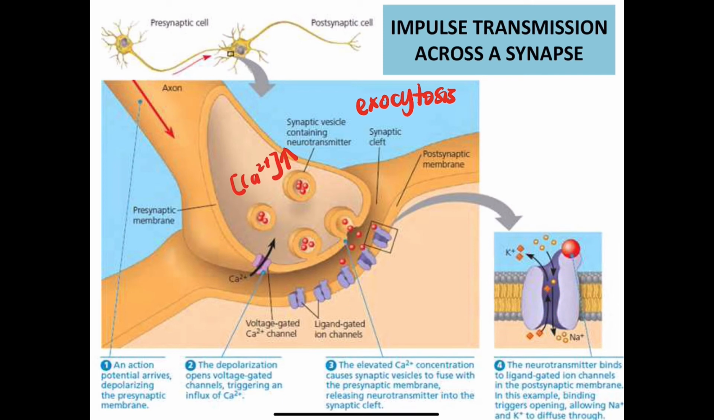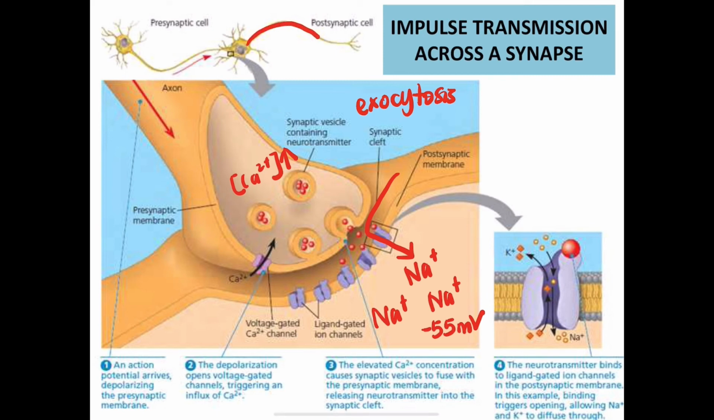So binding of neurotransmitter with the ligand-gated sodium channel causes the channel to open and sodium from outside the axon will enter the postsynaptic membrane. Movement of sodium into the membrane will depolarize the membrane, making it more positive. If the depolarization reaches threshold level, which is negative 55 mV, action potential is generated in the postsynaptic membrane and will be transmitted across the postsynaptic neuron.